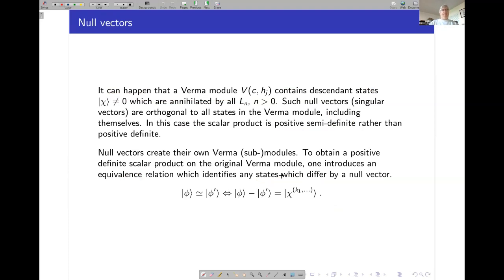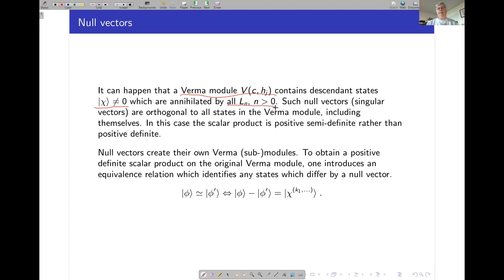Now, there is one phenomenon which we also will have to deal with when we look in detail into the Hilbert space of a string in a covariant quantization scheme. Namely, let's say we have a Verma module, that is the Virasoro representation created by a conformal primary. That will have descendants, but it might happen that there is a descendant which is not 0, so a non-trivial vector, which is a descendant, but which is annihilated by all L_n's with positive n.